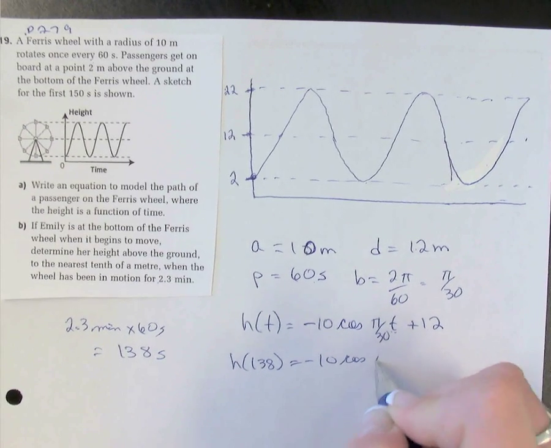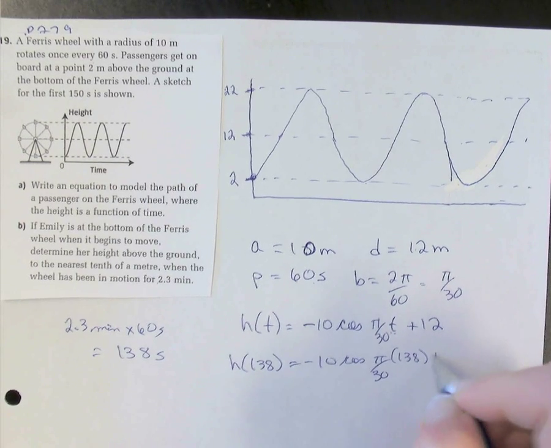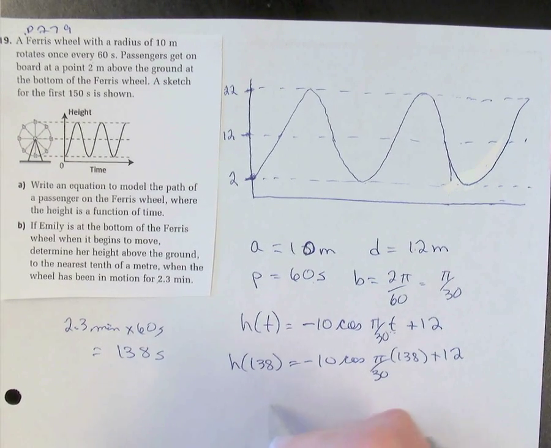Remember that when you're putting this into your calculator that you will want to have everything in radian mode. When we do that, we get an answer to the nearest tenth of 15.1 meters.